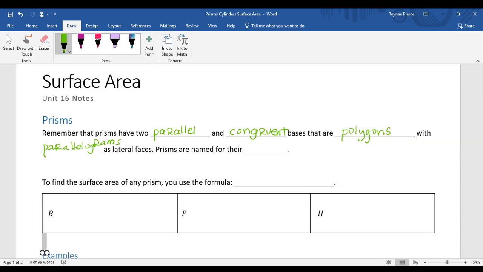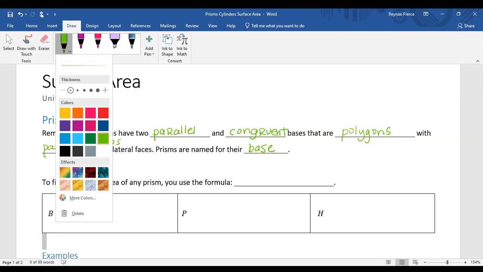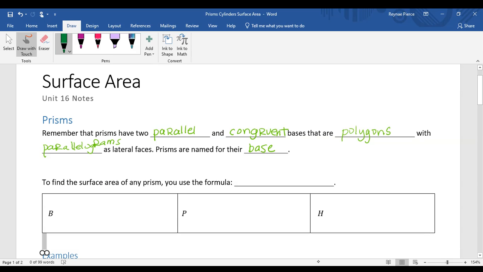Okay, most of the ones that we see will be rectangles for surface area, but that does not mean that they can't be just a regular parallelogram either, okay? And when we name prisms, they are named for what shape their base is, okay? Now for all prisms, regardless of what polygon their base is, our surface area formula is 2B, all right, because there are two bases. So we need two areas of those bases, plus capital P, capital H.